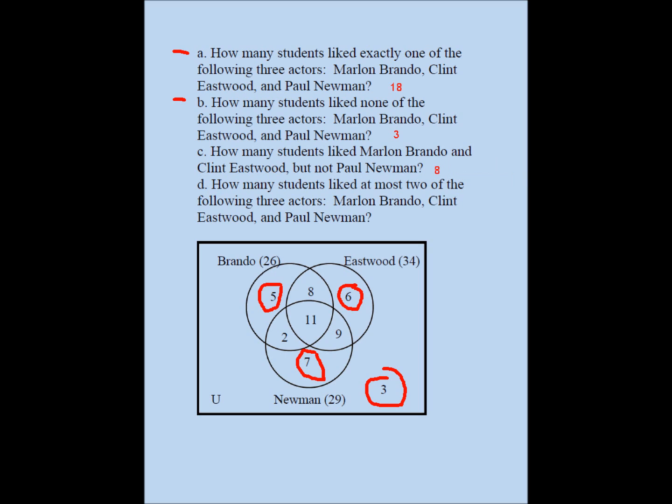Now the last one is a little tricky one. How many students liked at most 2 of the following 3 actors? At most 2 means 2 or less. In this context, 2 or less means 0, 1, or 2. So we will take into account all the students who liked none of the 3 actors, all the students who liked exactly 1 of the 3 actors, and all the students who liked exactly 2 of the 3 actors.